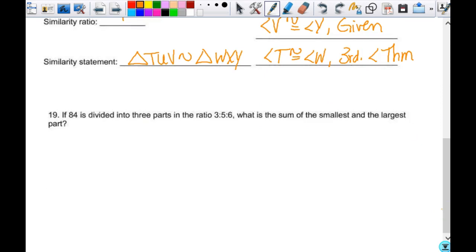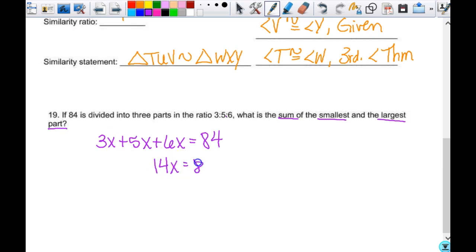All right, if 84 is divided into 3 parts in the ratio 3 to 5 to 6, what is the sum of the smallest and largest part? Okay, so I have a ratio, 3 to 5 to 6. So remember, all the ratio stuff, you just put x's on it. So there's 3 parts. The 3 parts are 3x, 5x, and 6x, and they have to add up to give me 84. So this is going to be 8 and 6, which is 14x, equals 84.